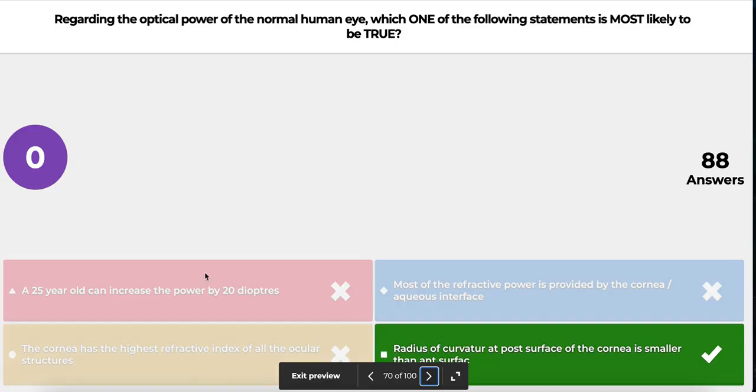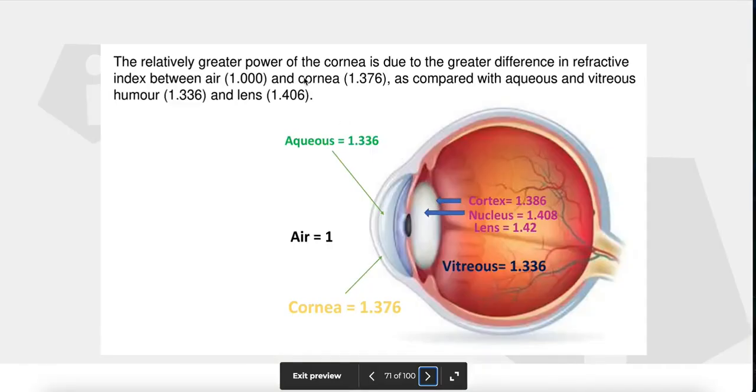So a 25-year-old can increase the power by around 8 to 10 diopters, and most of the refractive power is provided by the corneal-air interface due to the different refractive indices of the two media in front and behind. The cornea doesn't have the highest refractive index, but the lens has a higher refractive index, and the radius of curvature of the posterior corneal surface is smaller than the anterior surface. This is the correct answer.